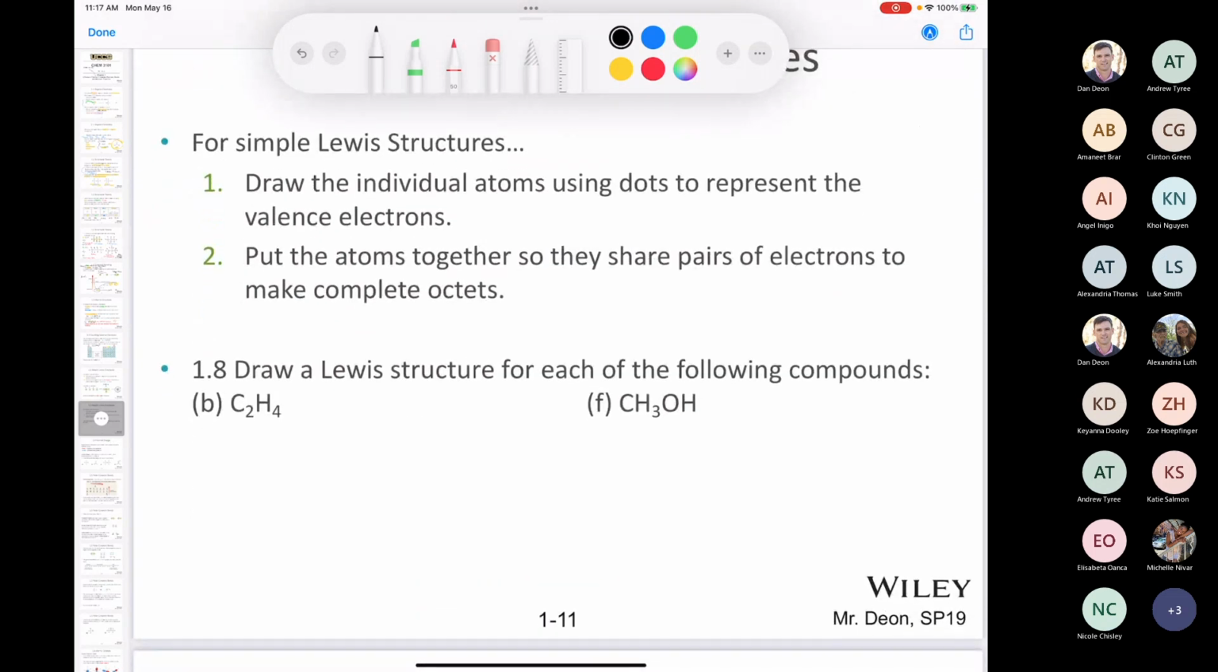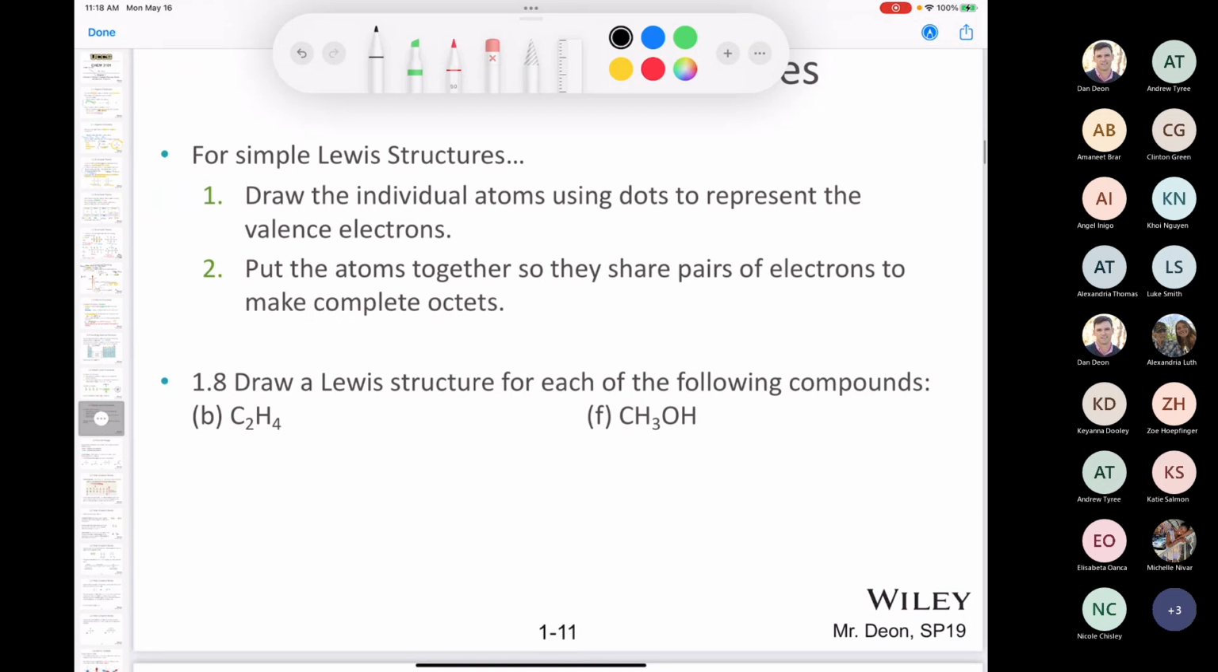Okay. Well, with all that information in mind, and I put the rules here again, let's try drawing some Lewis structures for the following compounds. One thing that I didn't mention on the last slide is tallying up the total number of valence electrons, which is very handy. Let's try doing that for the first example.